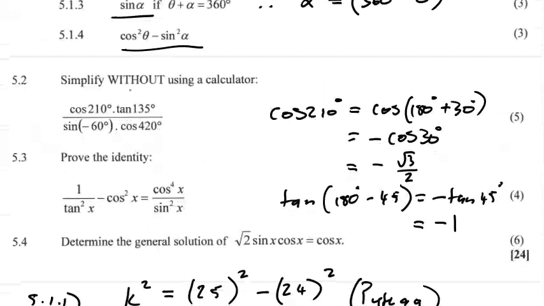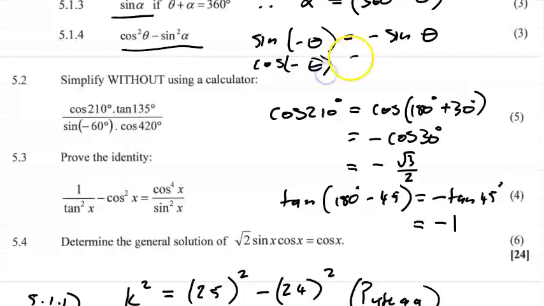Now, you need to know your negative angles. For example, sine of minus theta is equal to minus sine of theta. Cos of minus theta equals cos of theta. Tan of minus theta equals minus tan of theta. So the takeaway from the special angles is that only cos of a negative angle is positive. The other ones remain negative.